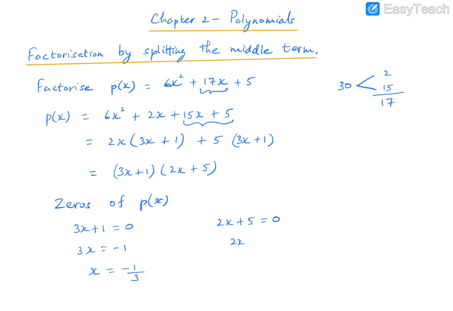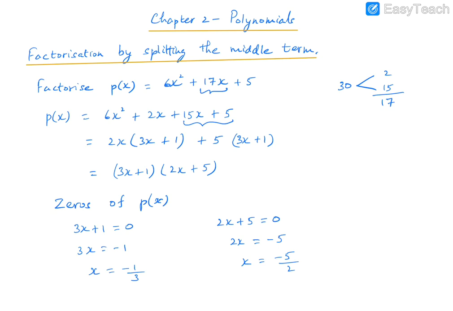So that will give us 2x equals, we take the plus 5 to the other side, we get minus 5. And now we take the 2 to the other side. So the 2 is multiplying on this side, so when it goes there, it will divide. So it's minus 5 by 2. So we have the zeros of p of x as minus 1 by 3 and minus 5 by 2. And the factors of p of x are 3x plus 1 and 2x plus 5. So these are the two factors of p of x.